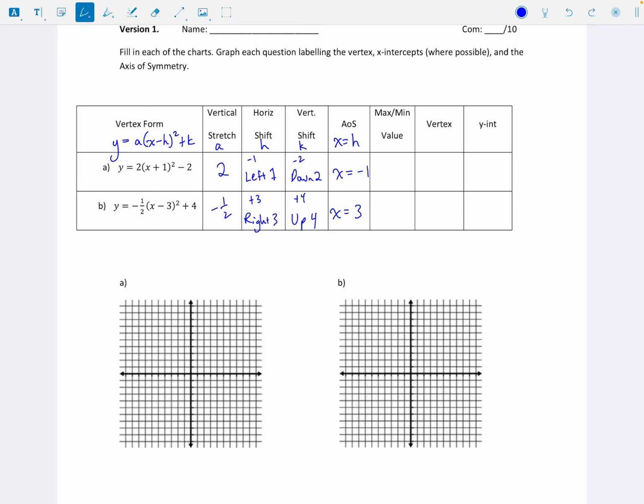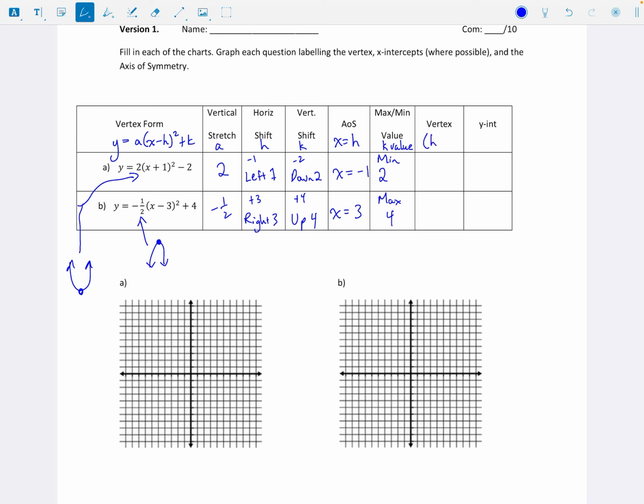The maximum or the minimum value. So the max or the min is the k value. Okay, so the k value is 2 on this one. Because this parabola right here is positive, it means that it opens up, which means it has a minimum value. So we'll write a min of 2. Because this graph has a negative value, we know it opens down, which means it has a max. So we'll write max, and the k value is 4.